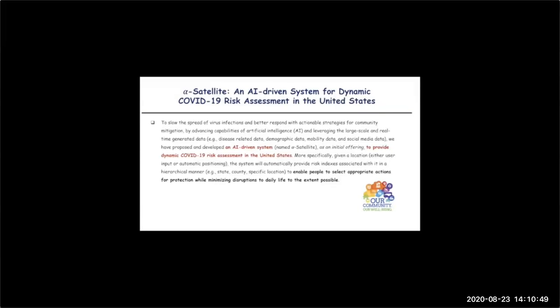pandemic. Based on this collected data, we devised an AI-driven model, which integrates the conditional generative adversarial network with heterogeneous graph modeling to provide dynamic COVID-19 risk assessment in the United States. More specifically, given the location, either user input or automatically positioned by Google Maps, the system will automatically provide risk indices associated with it in a hierarchical manner, to enable people to select appropriate actions for protection while minimizing disruption to daily life to the extent possible.